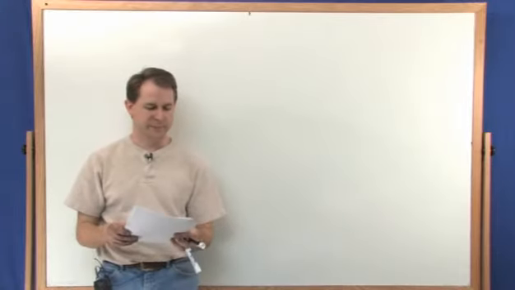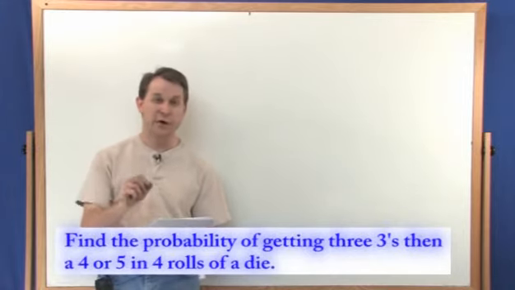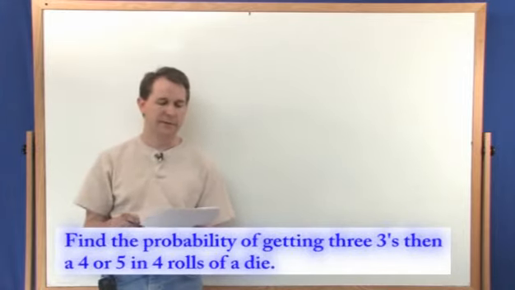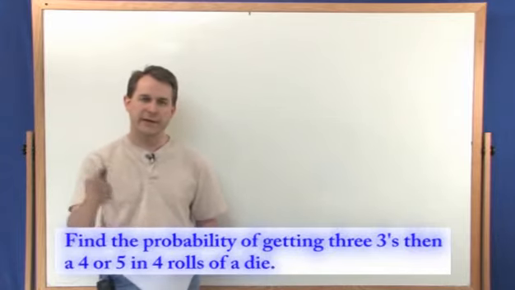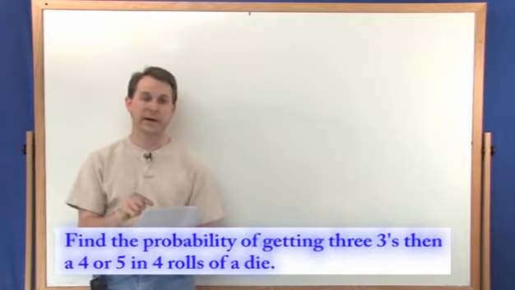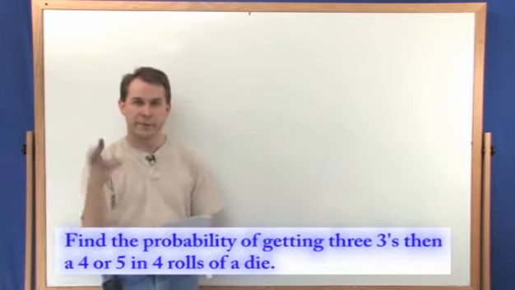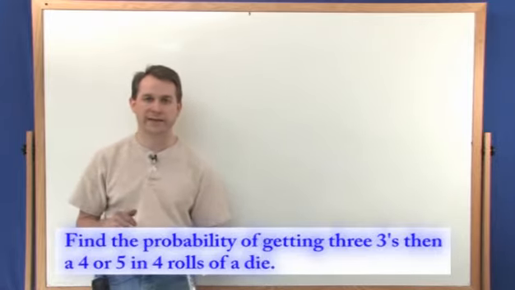Okay, the next problem says, find the probability of getting 3 3s, then a 4 or a 5 if you roll a dice 4 times. 4 rolls of a dice. So, roll a dice, roll a dice, roll a dice, roll a dice, 4 times. What I want to find the probability of is I get a 3, a 3, a 3, and then on that last one, I can get a 4 or a 5. That's exactly what I'm trying to do.